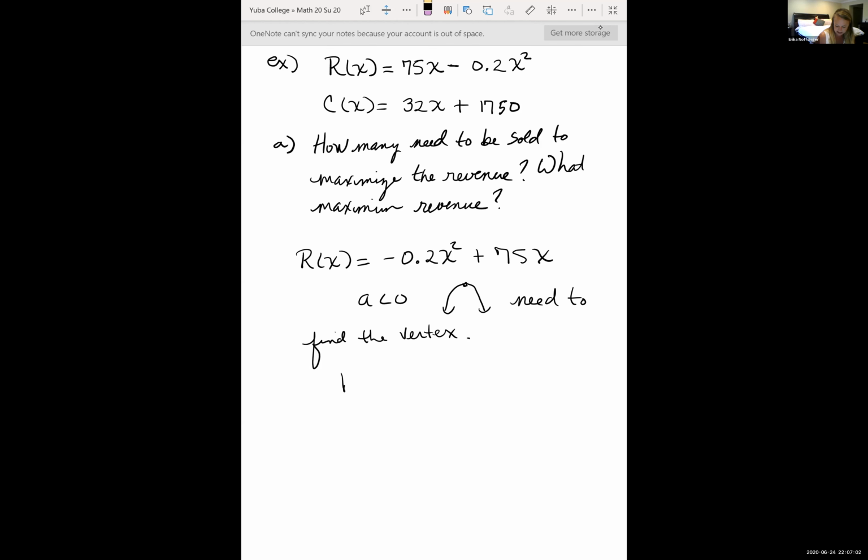So h is negative b over 2a. That's the x value that is going to maximize this. If we look at our b value, it's 75. So we have negative 75 all over 2 times a, so 2 times negative 0.2. So negative 75 all divided by negative 0.4. And that would give us h is equal to 187.5.